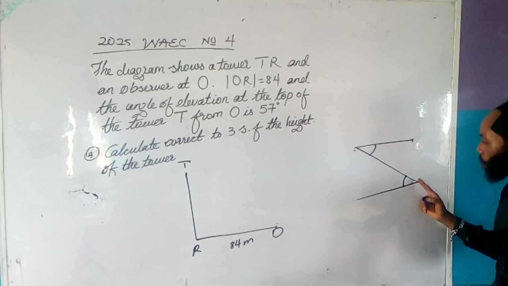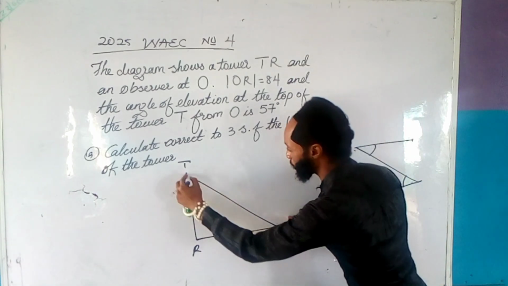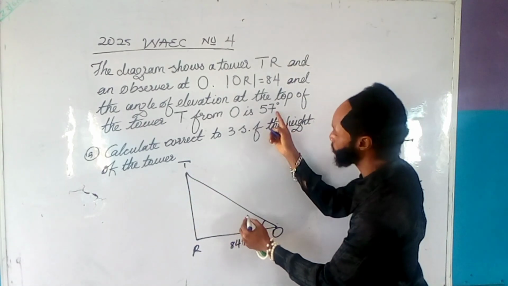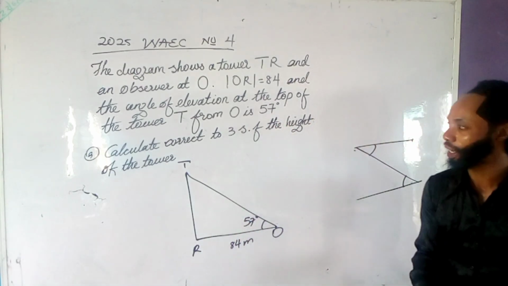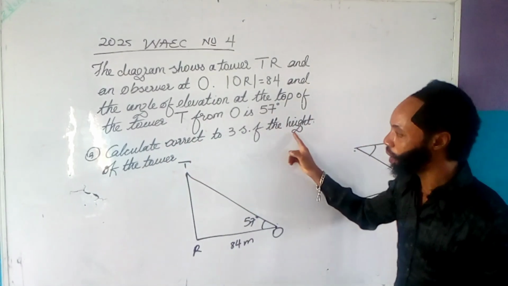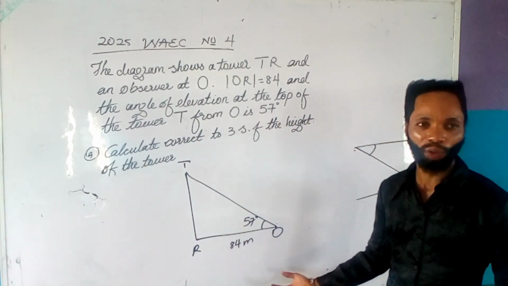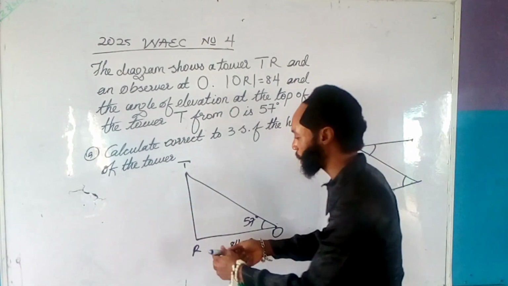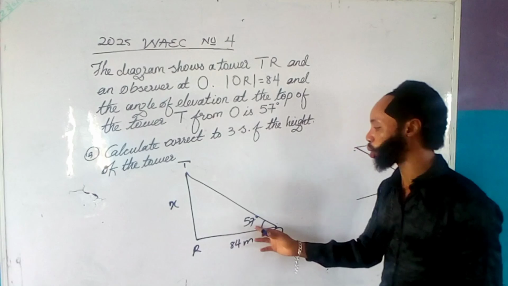Hence, we know our angle of elevation is going up. It says from O, so we're going up like this, from O. And it says 57 degrees. It gets easier. Now they ask us to find what? Calculate, correct to 3 significant figures, the height of the tower. We have this angle and we have this side. We're looking for this, let's say X. What do we do? We connect this.